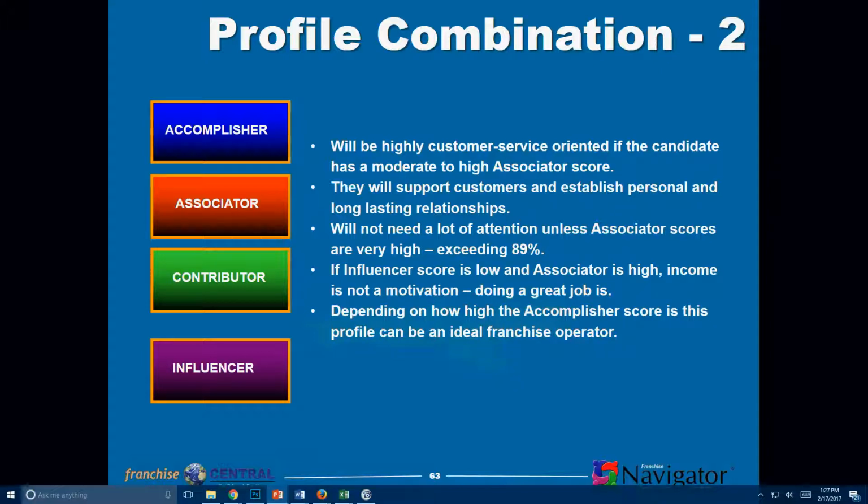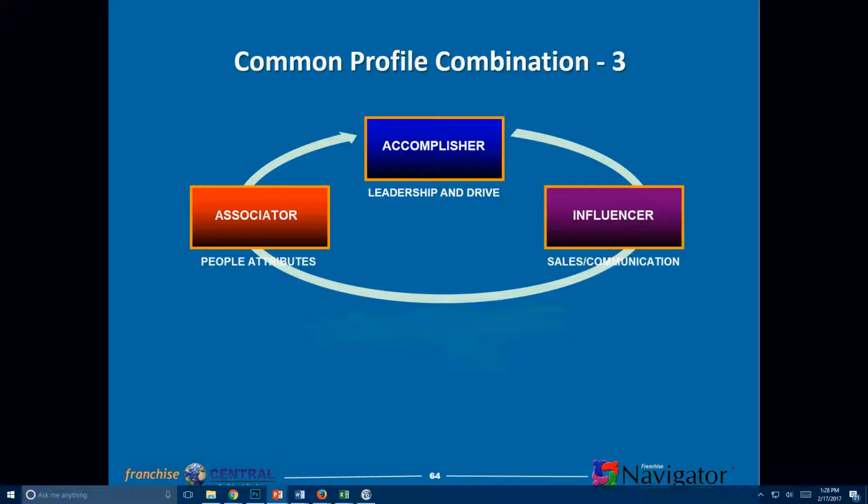So those are things that if you want to coach them, let's say you're talking 6-month period, we would coach them over a period of 6, 8, 10, 12 months and look at ways in which we can increase those scores to prepare them for entrepreneurship, for ownership. The accomplisher, influencer, associator.